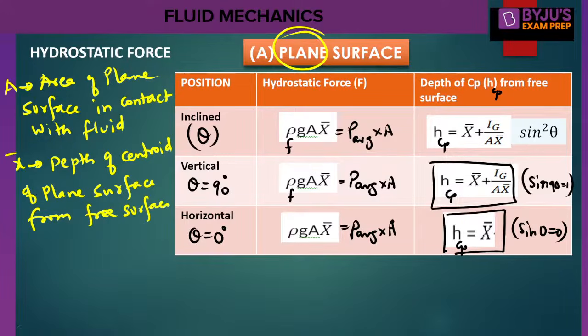Rho F is the density of the fluid. What is P average? Average pressure is the pressure which is developed at G. That is rho into G into x bar. That is the average pressure.